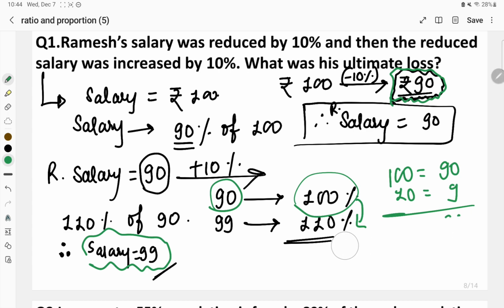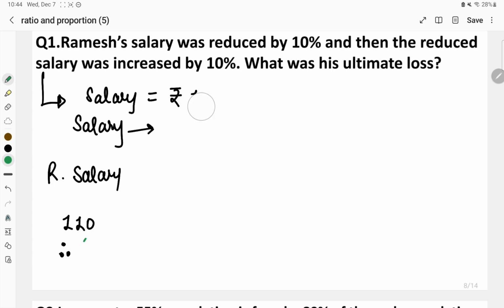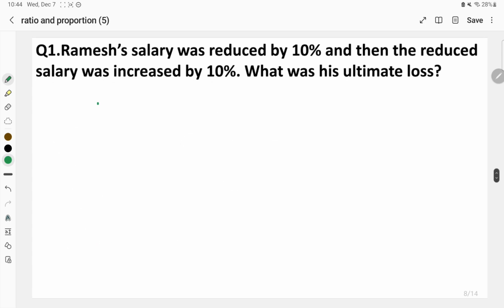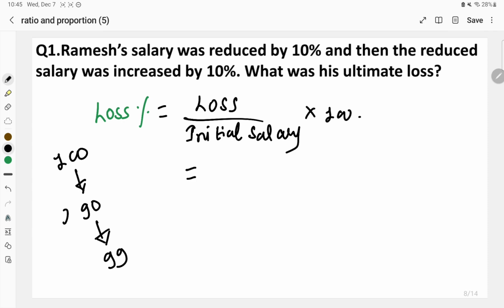Now what is asked us nextly? They have asked us what is the ultimate loss. To calculate this, there is one formula I'll give you over here. Loss percentage. You will learn this in detail in the topic profit and loss. That is loss upon initial salary, initial salary into 100. So this will be, look here, the salary from 100 was reduced to rupees 90 and then again was increased to 99. Okay, this was the answer that we have got from the question.